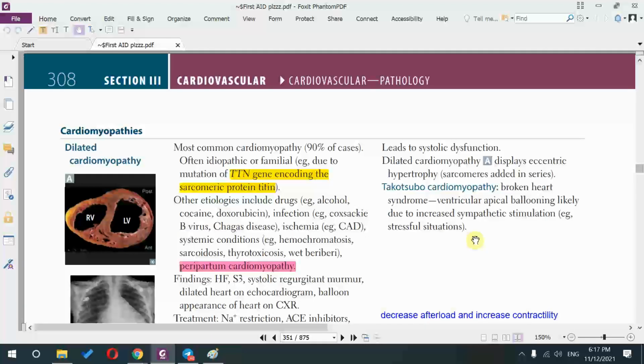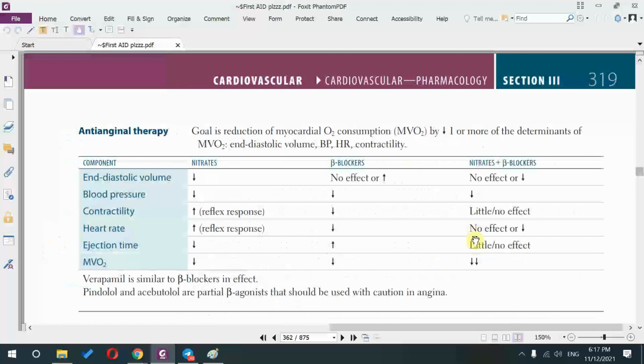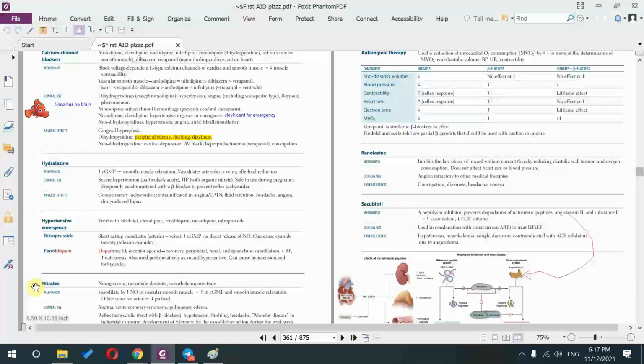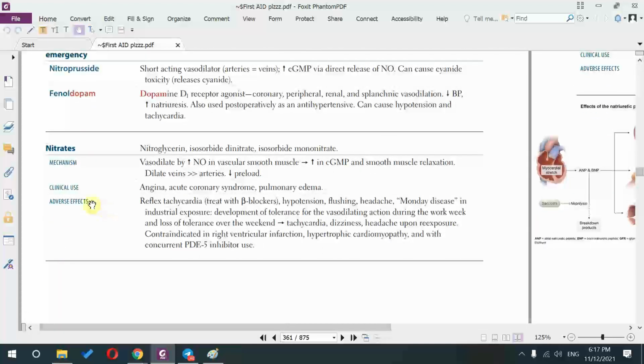Okay, so moving back to nitrates. Here we have the following. They write adverse effects: reflex tachycardia treated with beta blockers, hypotension, flushing, and headache. Why headache? Because of the vasodilatation, basically. Monday disease. What does it mean, Monday disease? So Monday disease, why pulmonary edema?